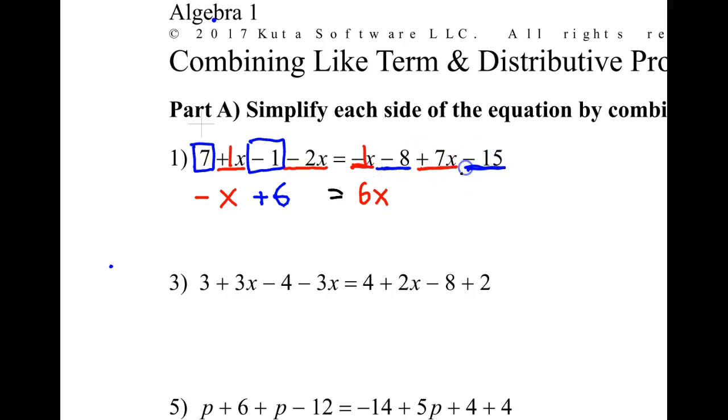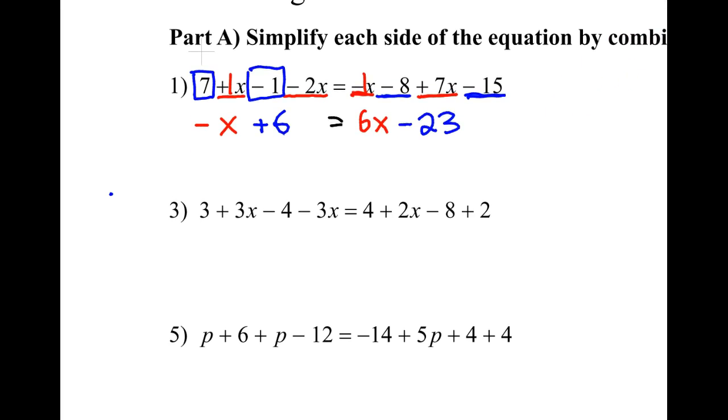Negative 8, negative 15 is negative 1, 2, 3. And that's where you stop. That's all you need to write. We're just simplifying the two sides before we do anything for solving. So we'll go into solving later on.